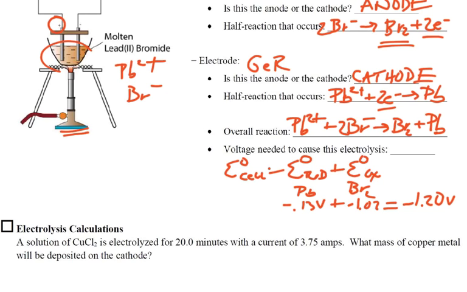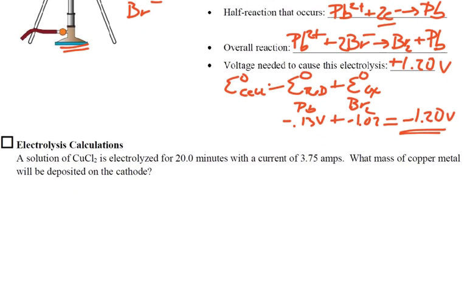But the question says, what voltage would you need to cause this electrolysis to occur? So we're going to have to add at least 1.20 volts. Probably more, but at least 1.20 volts to cause this change to occur.